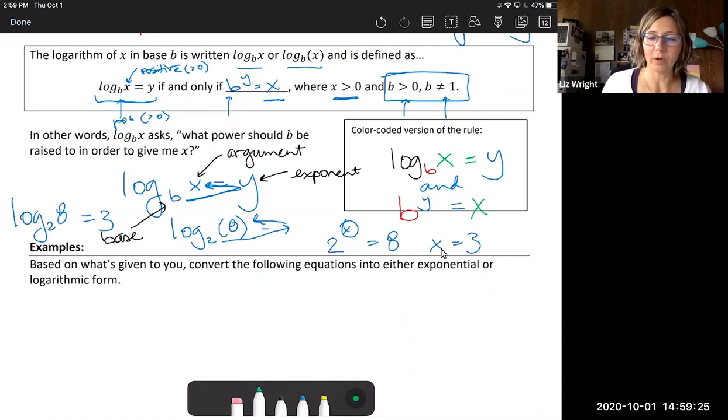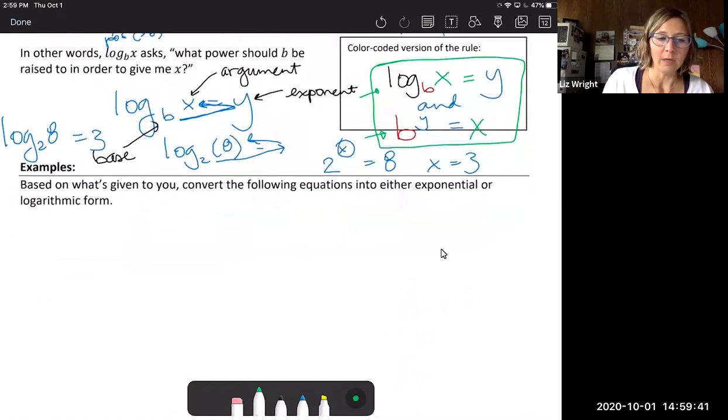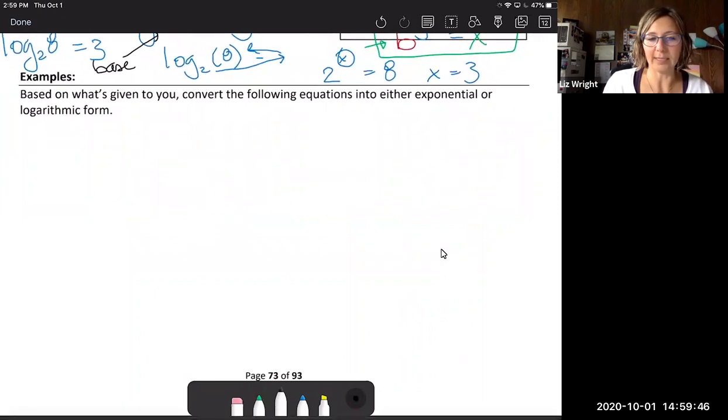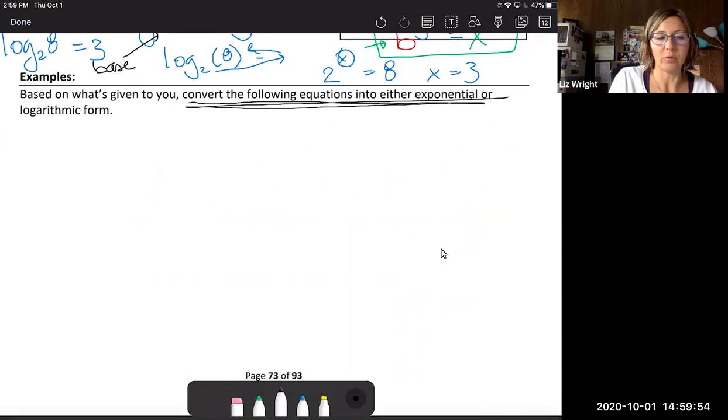So b to the y equals x. That's kind of color coding it for how these two equations relate, because they're just inverse operations of each other. Just like addition and subtraction are inverse operations of each other, exponentiation and taking a logarithm are inverse operations of one another. All right, so based on what's given to you, in these next examples, we're going to convert. That's all we're doing right now, converting the following equations into either exponential or logarithmic form.